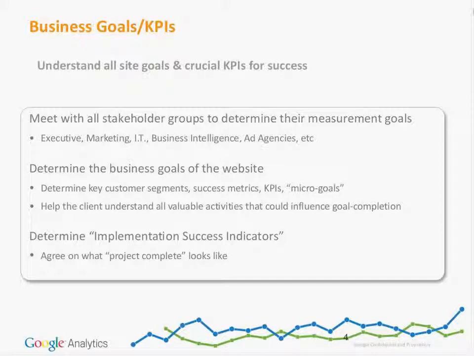Setting out the business goals and KPIs is a very familiar step in this process, but it's important to really think beyond the scope of the work that you as an agency are doing and holistically about how the business could potentially use this web data later on. And at this point as well, to start to talk about what project complete looks like.